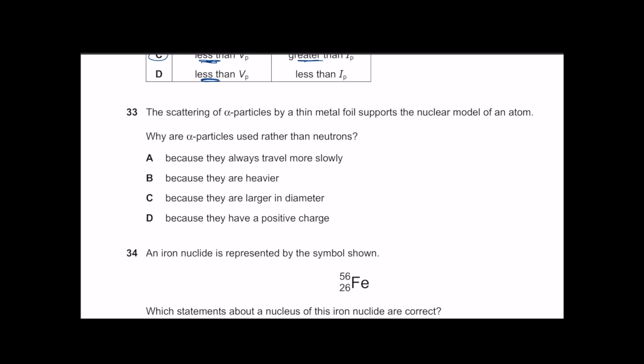This is an experiment done by Rutherford. Why are alpha particles used rather than neutrons? Let's see the reasons behind that, but I'll tell you after the answers. Because they always travel more slowly? No. Listen. Neutrons are neutral, so you cannot accelerate them.